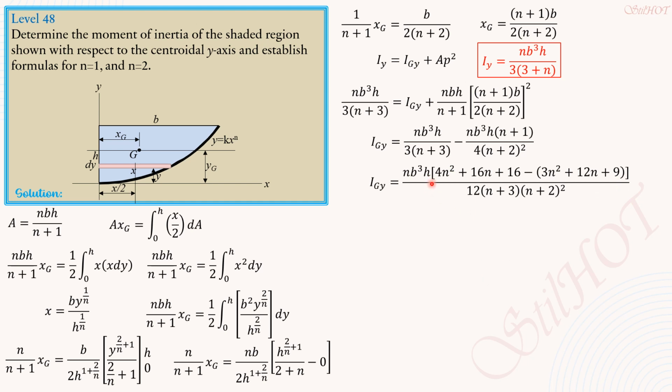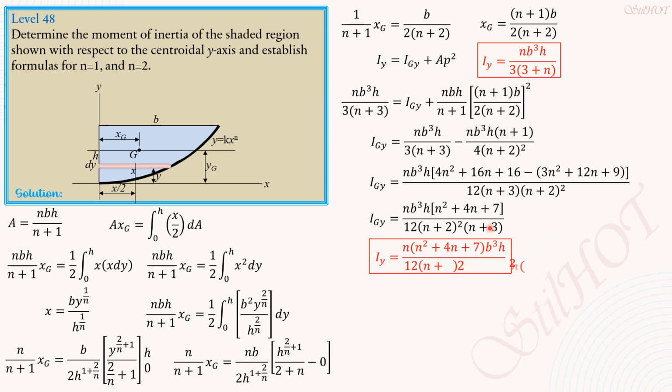So simplifying, we have n square, times n b cube h, n b cube h times n square. 16 minus 12 is 4, so n square plus 4n. 16 minus 9 is 7. Then the denominator is 12 times n plus 3 times n plus 2 square. So Igy is n b cube h quantity n square plus 4n plus 7 over 12 quantity n plus 2 square quantity n plus 3. So that's the formula.